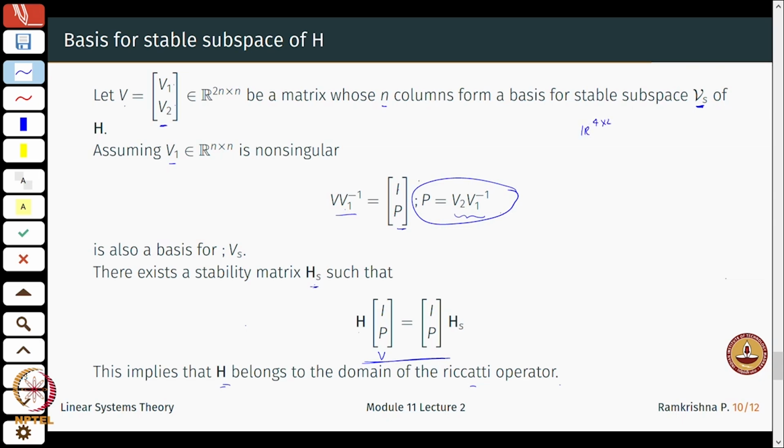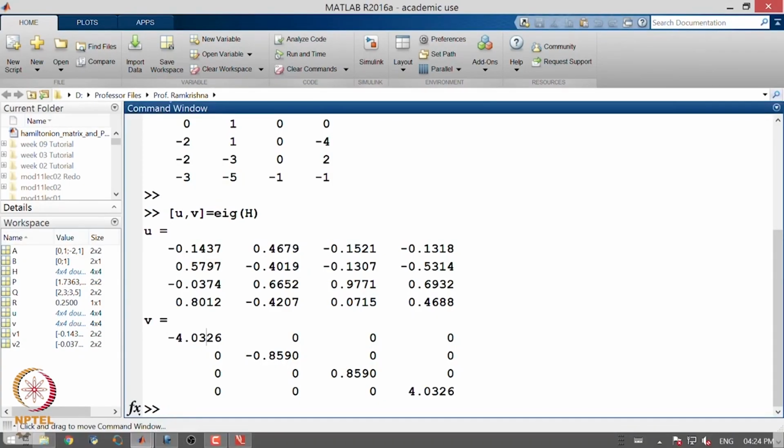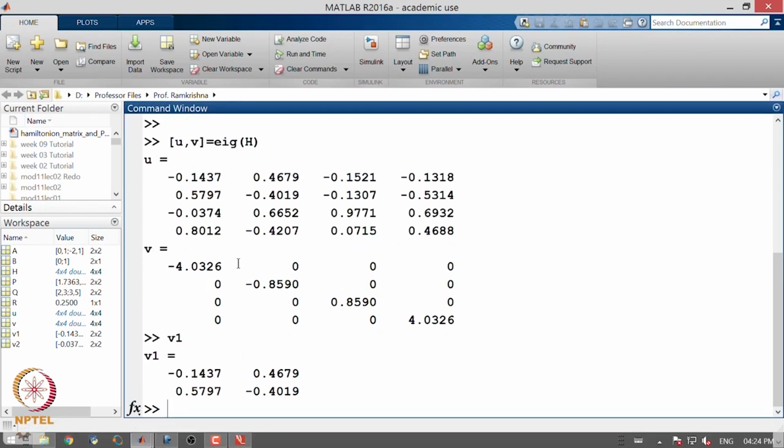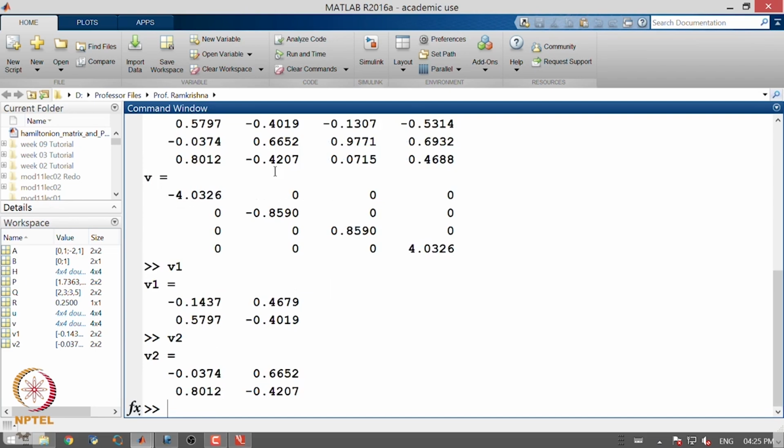So the first two columns, and then I split those first two columns as V1, which is 2 cross 2, and V2, which is 2 cross 2. So V1 will be the first four elements of U. So this is V1, which is just the first four elements here. Similarly, I have V2, which is like these elements 0.03, the last four elements of the first two columns. Okay. Now what was P?